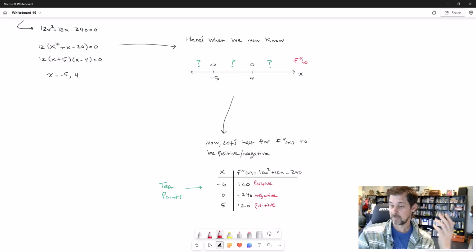So I get 120, that's positive. I plug in 0 to this function, the second derivative, I get a negative number. Plug in 5 in, I get 120, a positive number. So that allows me to fill in the rest of the picture. Okay? All right, I know now at this point that the second derivative is positive left of -5, negative between -5 and 4, and positive right of 4.